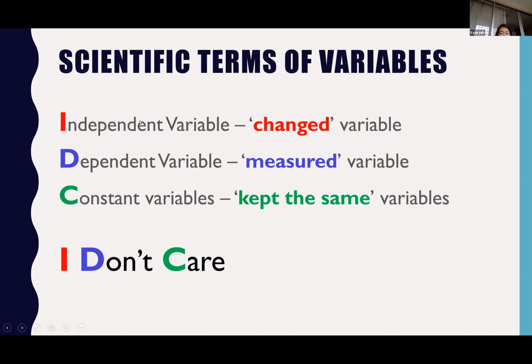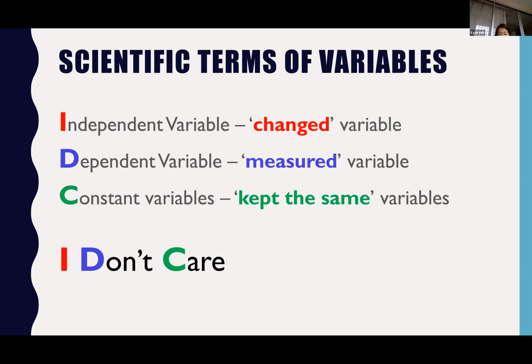Independent variable means the variable that actually changes. The dependent variable will be the measured variable. The constant variables will be kept the same. To help you remember, IDC will be "I don't care". So these are the three things I must write down when I answer such a question.